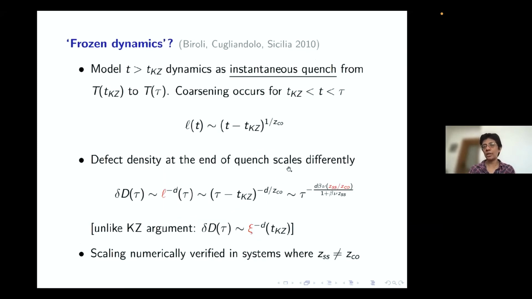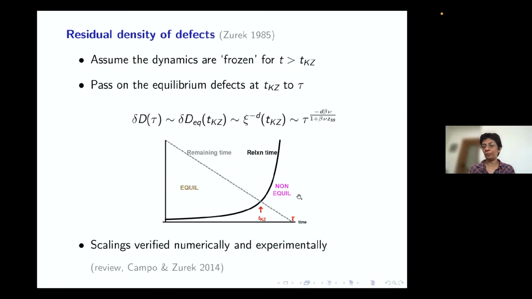So this has been questioned recently. The question is that, of course, the dynamics will not be frozen. It's not like spins are just sitting around. They'll be doing something. And the proposal of Biroli et al. is: why don't we model this non-equilibrium regime as though it's an instantaneous quench from the Kibble-Zurek temperature to the final temperature. And therefore, actually, coarsening occurs in this regime.